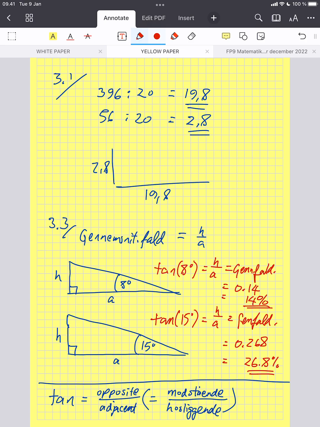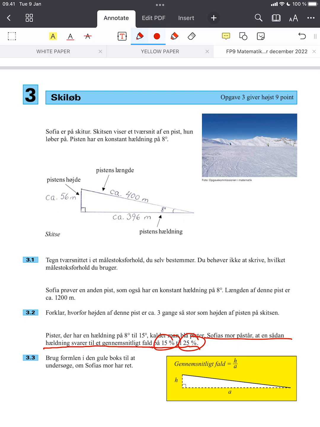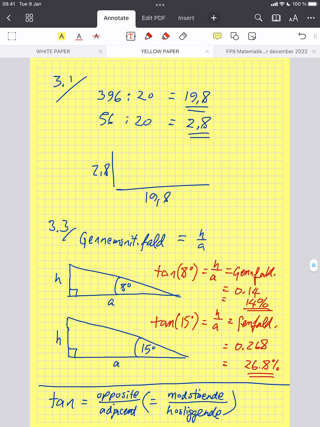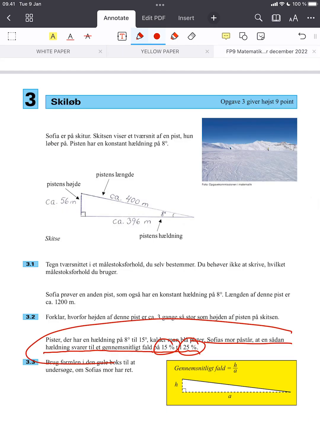So just looking at the original question, the question says Sophia's mother claims that these slopes correspond to an average slope of 15% to 25%. So she's claimed 15% to 25%, and we've calculated 14% to 26.8%. So she's sort of in the right ballpark, but our answer to this question really wants to show this whole calculation leading to the 14% and the 26.8%, and then a comment relating that to her claim.